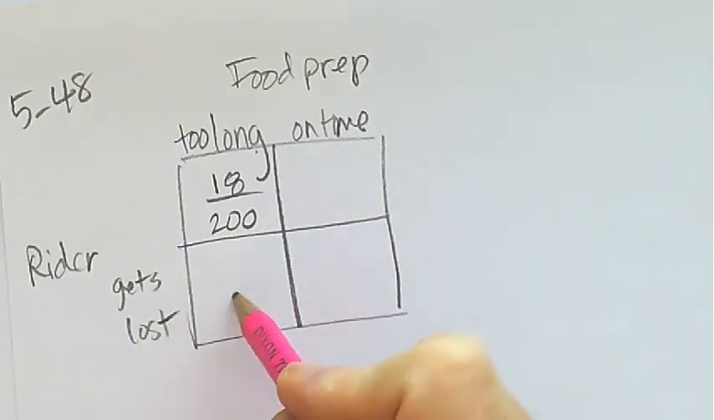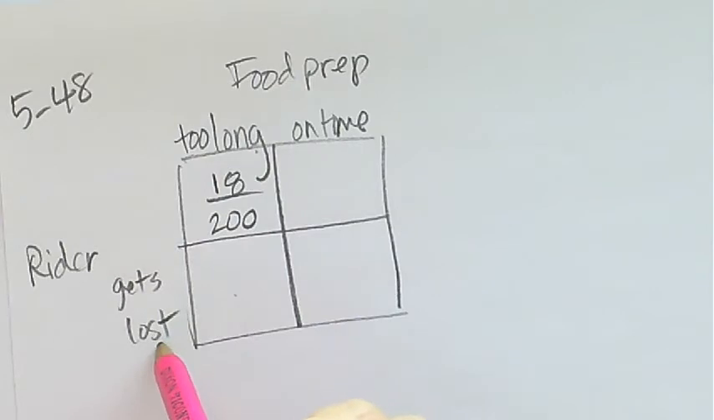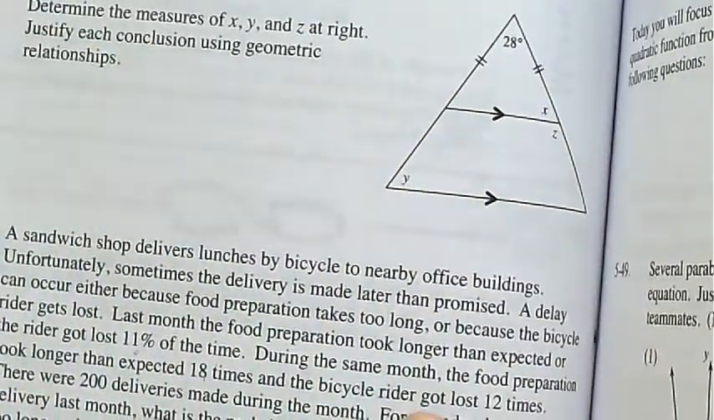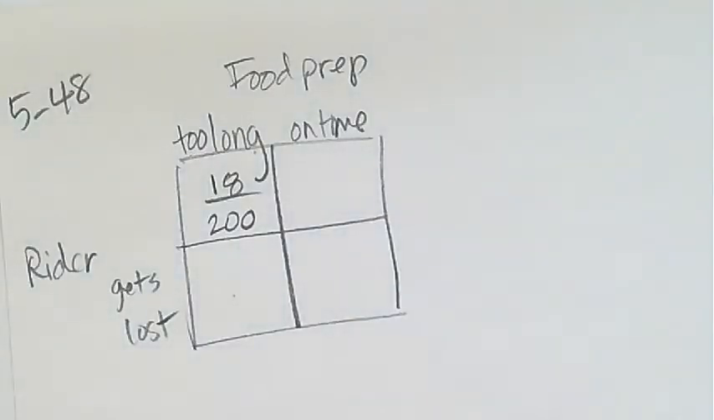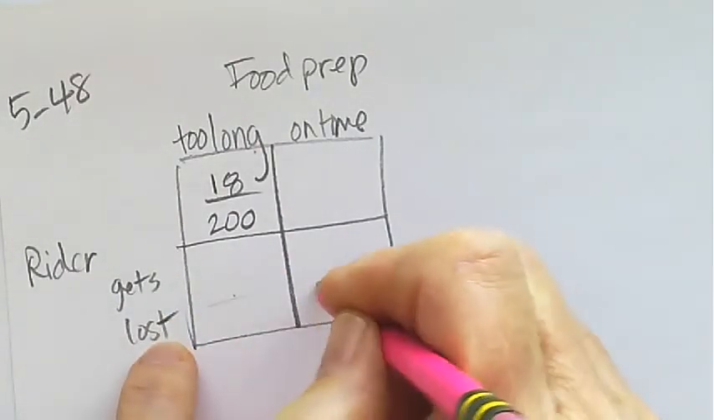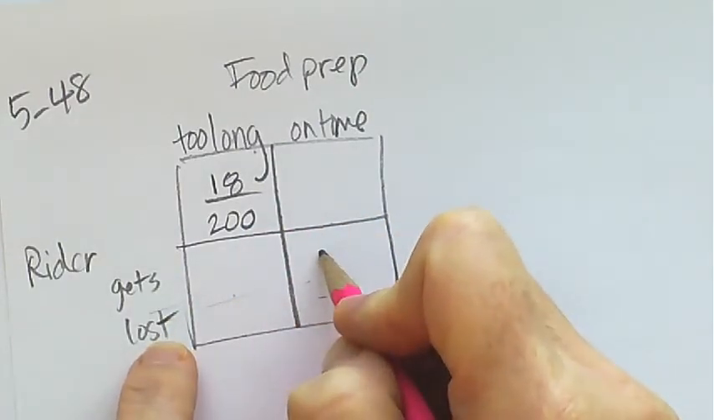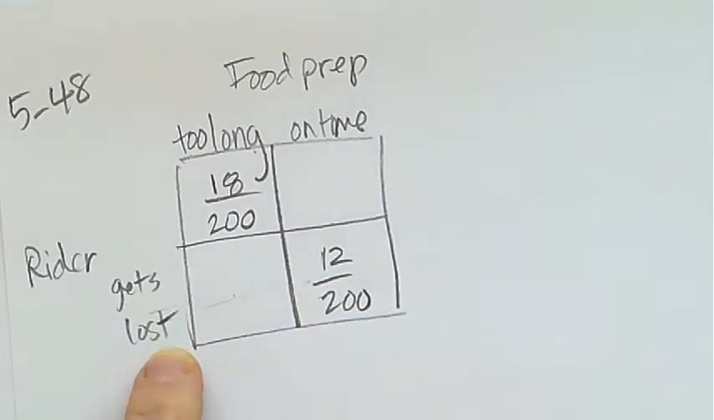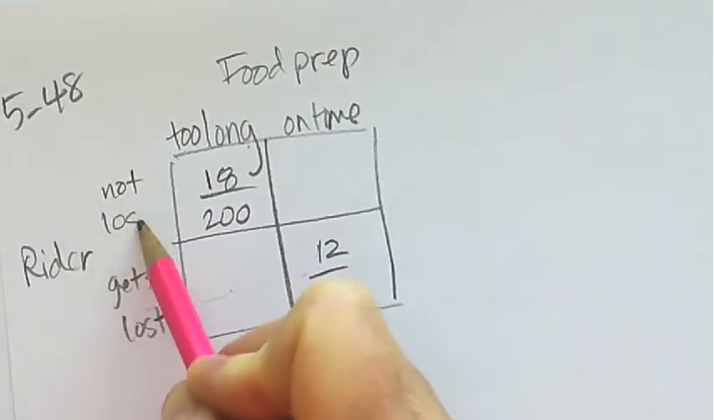And I didn't put it here because it didn't say that the food prep took too long and the rider got lost 18 times. It just said that the food prep took too long 18 times. And then it says separately the bike rider got lost 12 times. So then bike rider gets lost, not necessarily the food taking too long. The food's on time. The rider gets lost 12 times out of 200. Here he doesn't get lost, not lost.